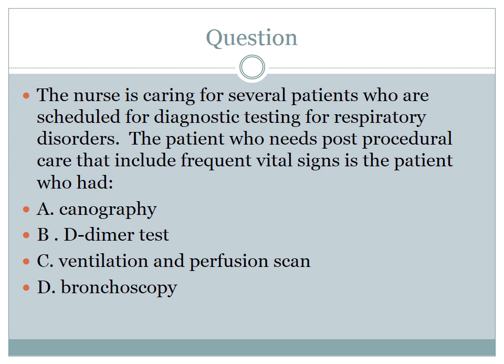So we've got the 4 choices. Let's go back and figure out exactly what the question is asking. The patient who needs post-procedural care that includes frequent vital signs. So we need to know which one of these patients is getting a procedure that will require us to do frequent vital signs. Frequent vital signs to me says that I need to monitor this patient closely.